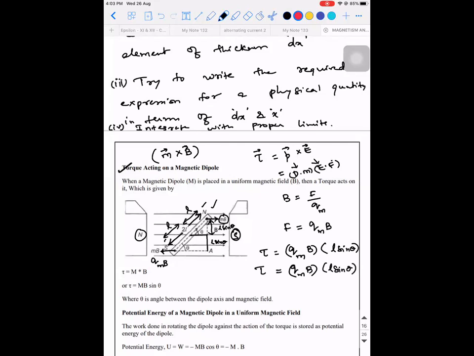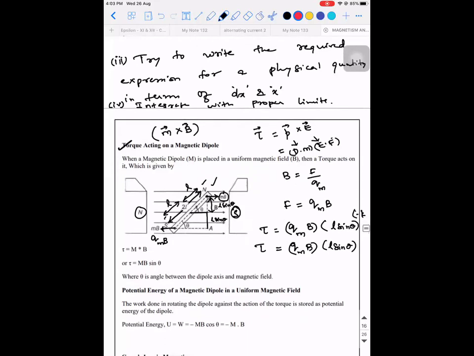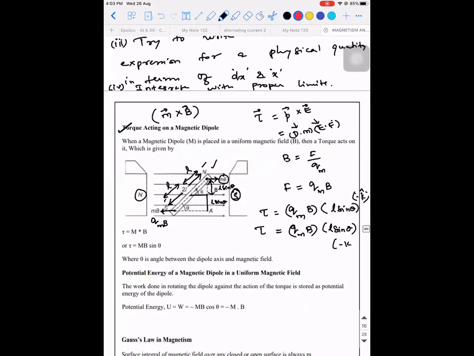Now use the right hand thumb rule and tell me in which direction will the torque act? Minus K cap. That's right. It is minus K. There is also minus K because in which direction is the dipole going to rotate, clockwise or anti-clockwise? It will rotate in this way. It's clockwise, and clockwise moments are negative. That is why it is minus K cap.